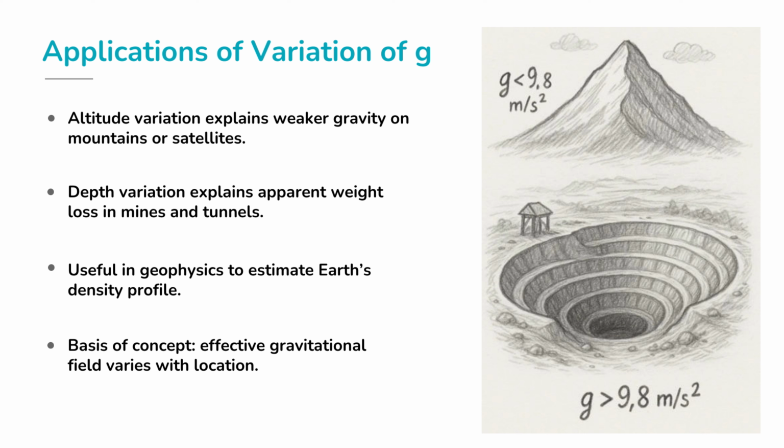Because we see it in everyday life and technology. At higher altitudes, gravity is weaker. This is why satellites orbit Earth at lower g and astronauts feel weightless. At great depths, miners experience slightly reduced weight, not enough to notice casually, but significant for geophysics. Scientists also use these variations to study Earth's density profile and even detect underground mineral deposits. So, the change in g isn't just theory, it has practical uses, from space missions to mining industries.